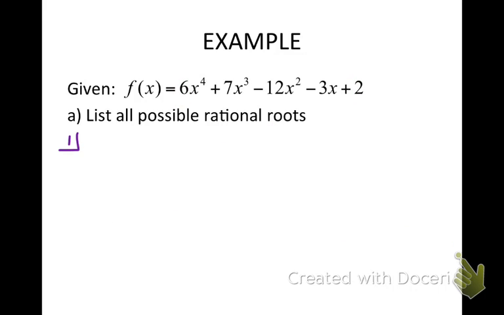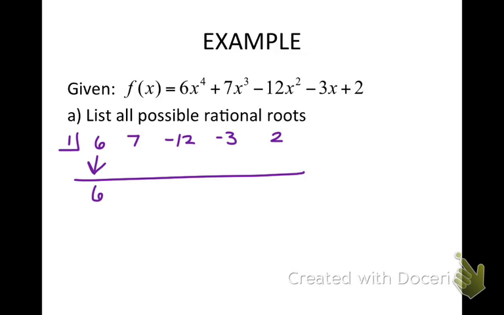And if I did my synthetic division, so 6, 7, negative 12, negative 3, 2. And do my synthetic division, so bring down the 6. 1 times 6 is 6. 6 plus 7 is 13. Multiplying gets you 13. Adding is 1. 1 times 1 is 1. Negative 2. Whoa, we picked very well. How do I know that 1 has to be a 0? Because my remainder ended up being 0, right? That was a pretty good guess. Usually doesn't happen that well on the first try.